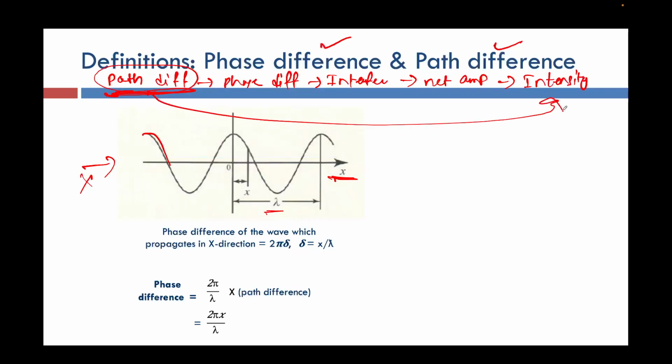So that is why it is important for me to know the path difference, and how it is associated with the phase difference: 2 pi by lambda, where lambda is the wavelength of my wave. Let's say at any point, my path difference is x in this x direction, then my phase difference is 2 pi by lambda into x, right?